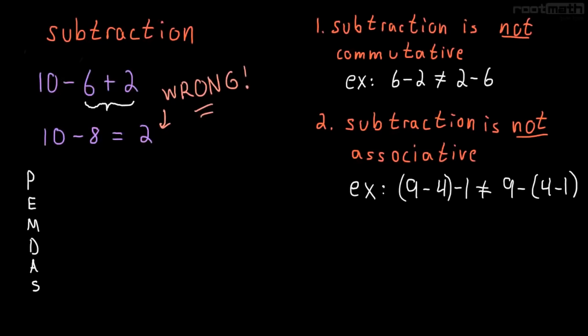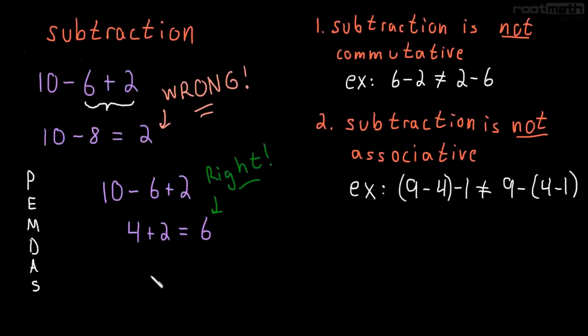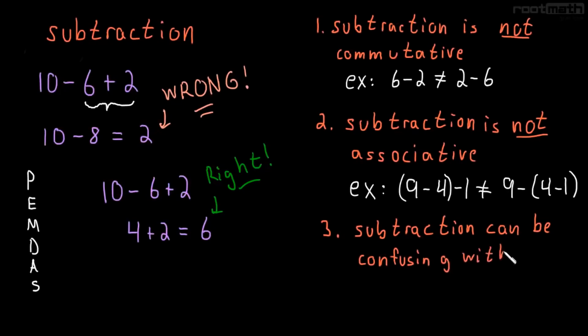What we forgot is that what the order of operations really says is that when you have only subtraction and addition left, do everything from left to right. So this is really 10 minus 6, which is 4, plus 2, which is equal to 6. And that's the right answer. So the third reason subtraction isn't that great is because subtraction can be confusing with the order of operations if we're not careful. And our example for this one is 10 minus 6 plus 2.